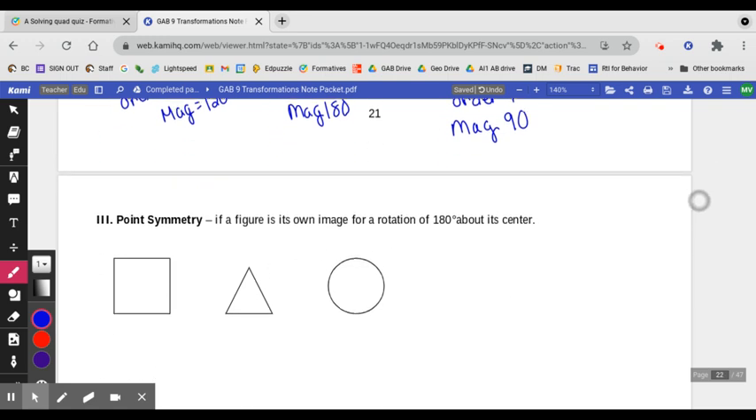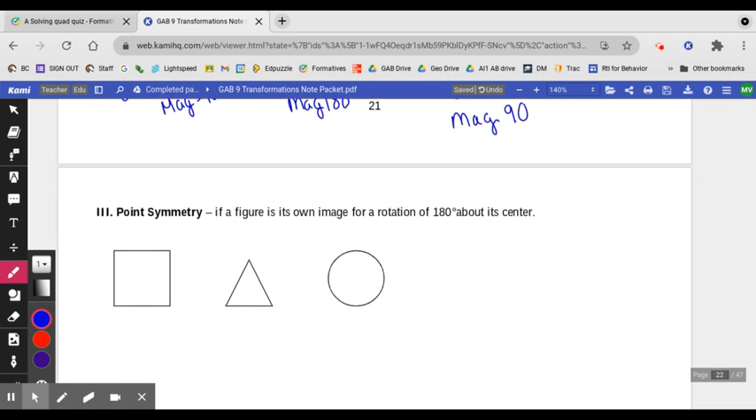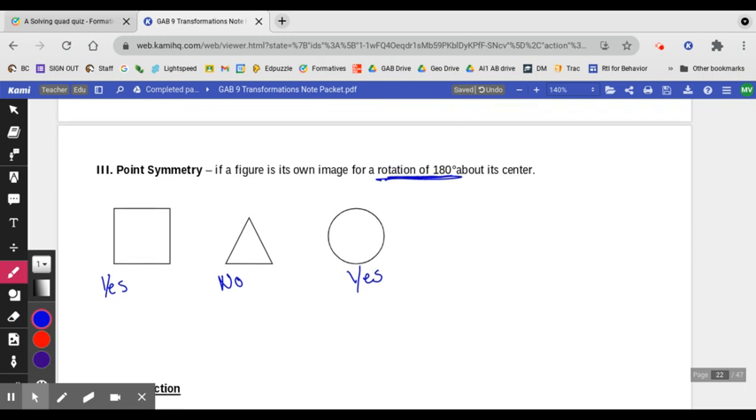The last type is called point symmetry. A figure has it if it is its own image under a rotation of 180. So point symmetry is a specific type of rotational symmetry where it's strictly 180 degrees. So our square, yes. Our equilateral triangle, no. And a circle, yes. A circle has infinitely many rotational symmetries.